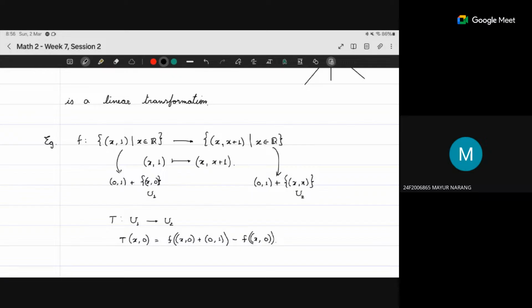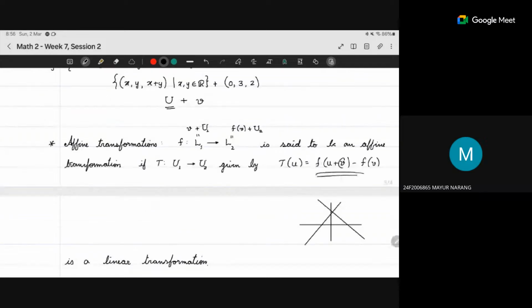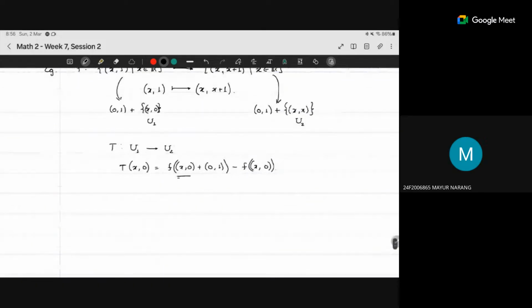This is just writing that affine subspace as a vector plus a vector subspace. And what I've done is just use this definition. Where does this v come from? V is a representative of the vector which you're using to translate the subspace. That is this v. So I'm doing f of u plus v minus f of v, which is f of x comma 1 minus f of 0 comma 1.